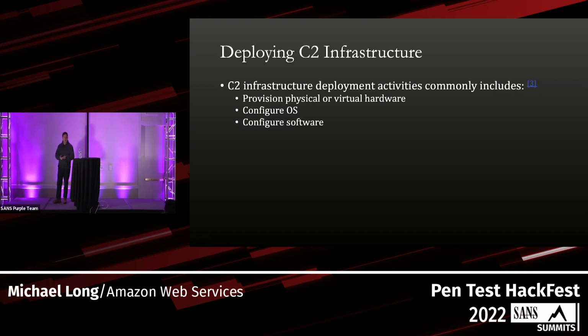Once you have your operating system, you have to configure your application software. So it's everything from your basic utilities, Apache web servers, any databases, setting up SSH. It's also your red team tools and capabilities, for example, installing Cobalt Strike and by extension Java.